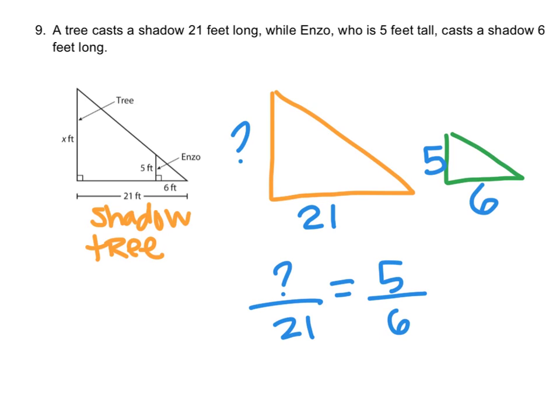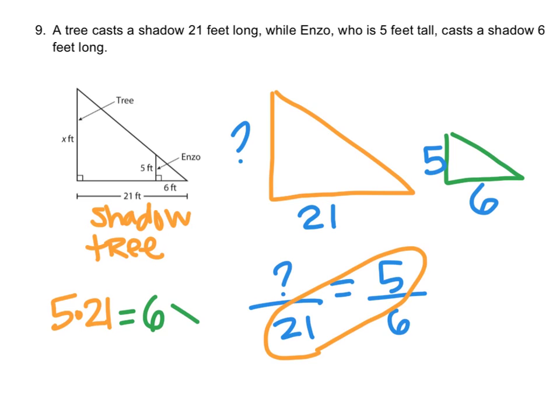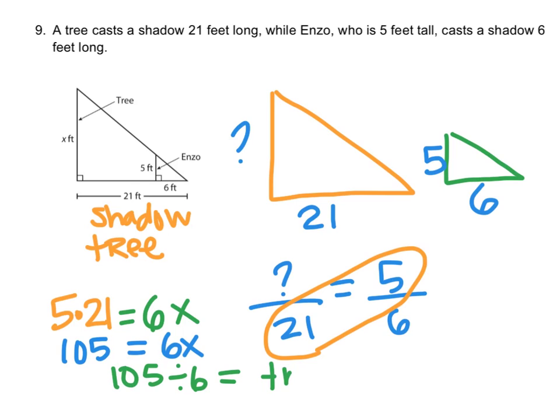21 doesn't magically turn into 6. So in order to do this one, we are going to cross multiply the diagonal numbers. 5 times 21. And that has to be equal to 6 times a number. 5 times 21 is 105. And 6x is still 6x. So your last and final step would be to divide 105 divided by 6. And that's going to tell you the tree height.